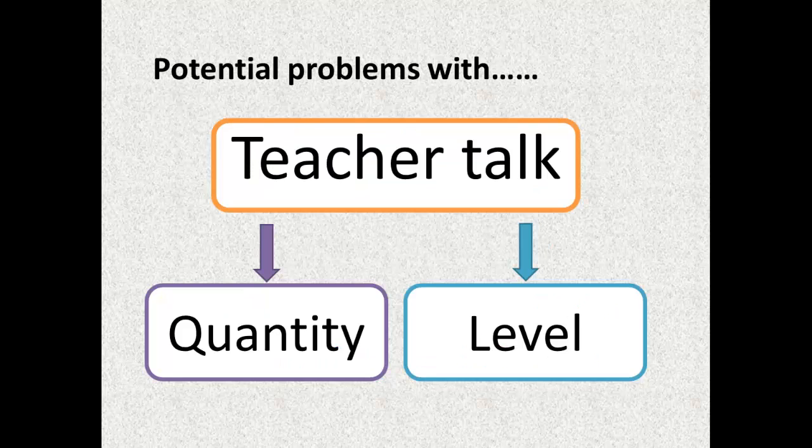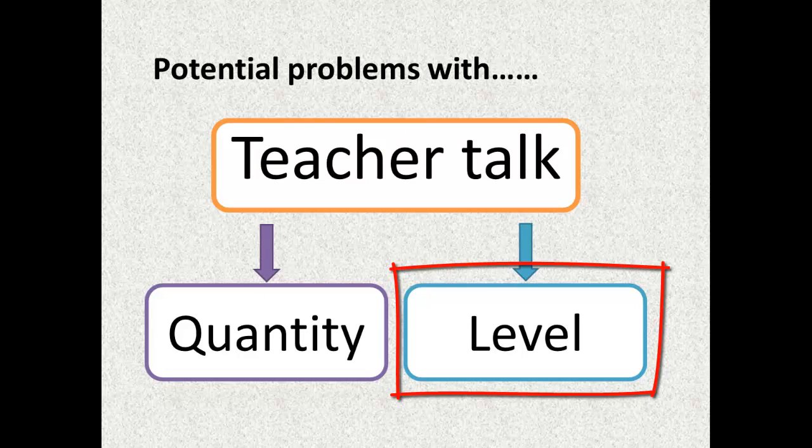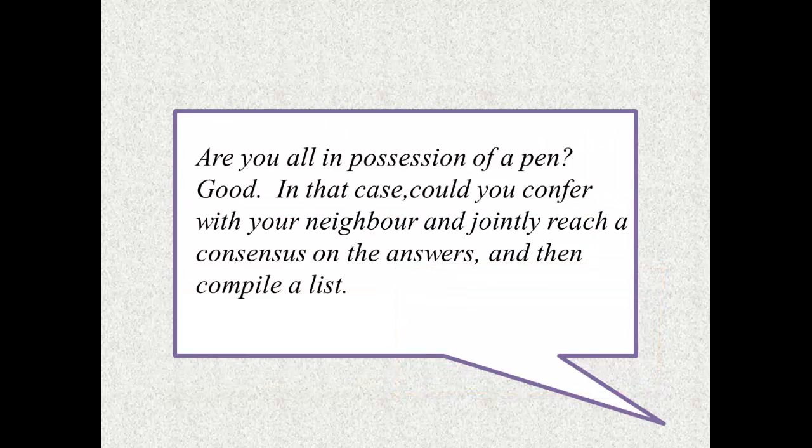So we looked at quantity. How about level? Here are some other problems to think about. So what's wrong with this? Are you all in possession of a pen? Good. In that case, could you confer with your neighbour and jointly reach a consensus on the answers and then compile a list?